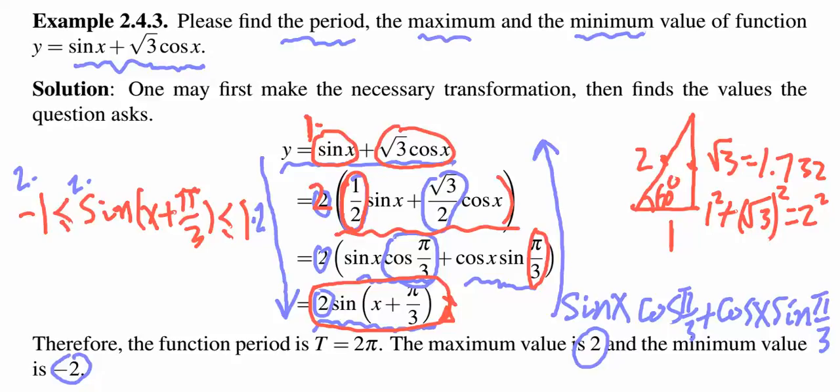Apparently here the period for sine is 2 pi. This pi over 3 plays the role of shifting. It does not change the period. So the period is 2 pi.